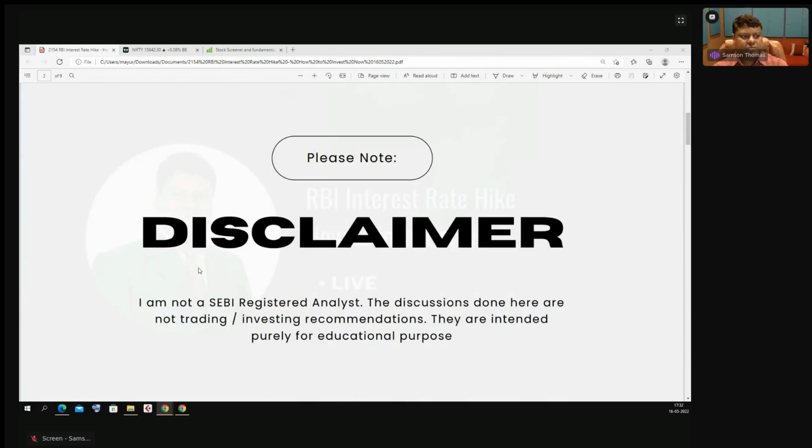The disclaimer at first: I'm not a SEBI registered analyst, so whatever discussions we are doing here, they are not investing or trading recommendations, just purely intended for educational purpose.